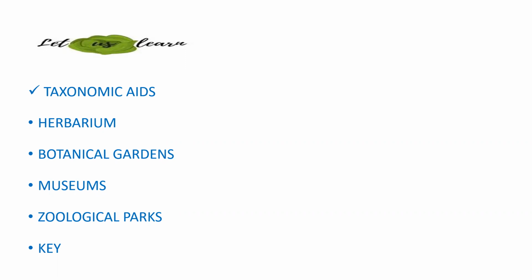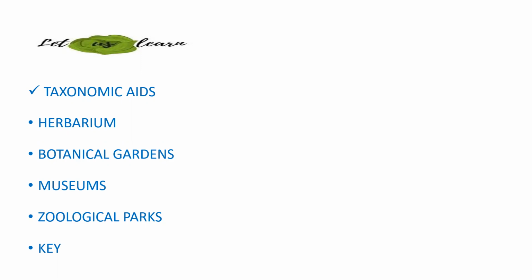And today we'll be learning how they're going to use the taxonomic aids in their process of classification, in their process of research, in their process of preservation, in their processes of further studies, and also overall for the basis of classification. Okay, so taxonomic aids play a very important role.